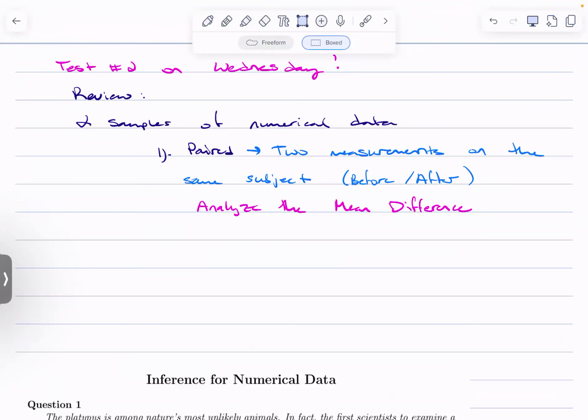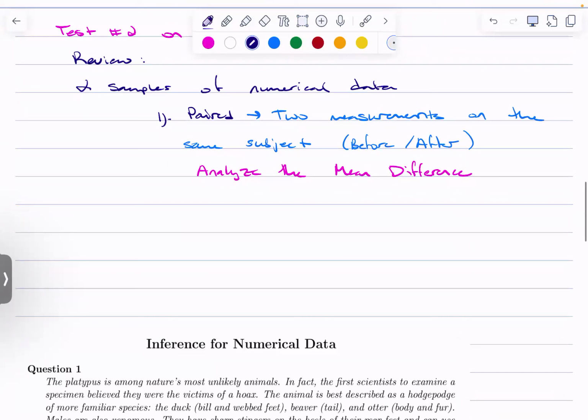So the mean difference means that your null hypothesis is about how the mean difference compares to 0, right? If there's no difference between the before and after scores, right, or the 2 quotes from the 2 garages, then the mean of the differences should be 0.